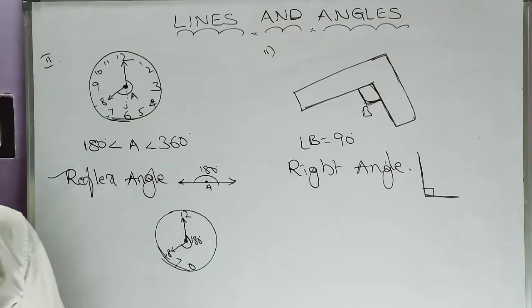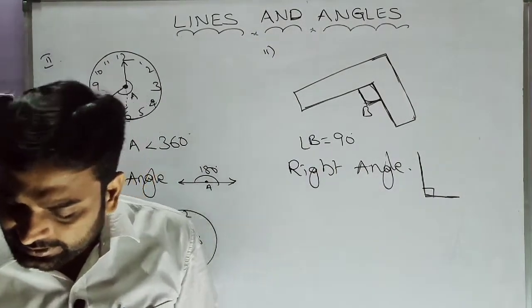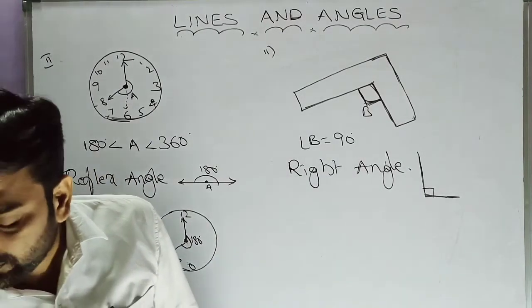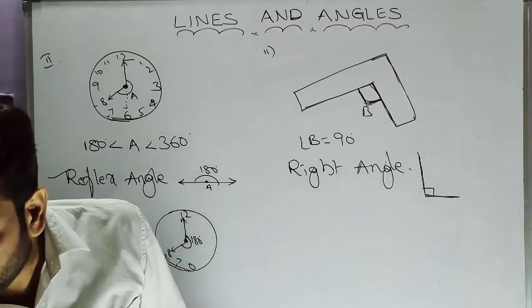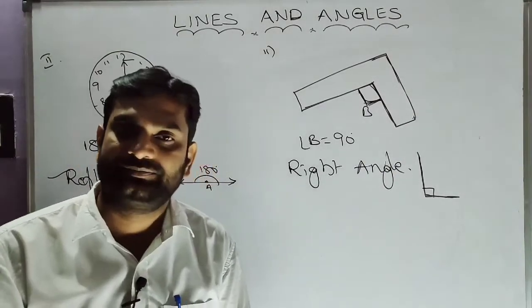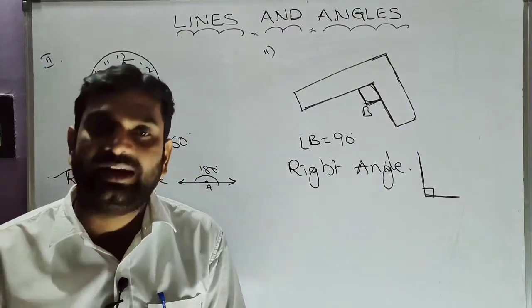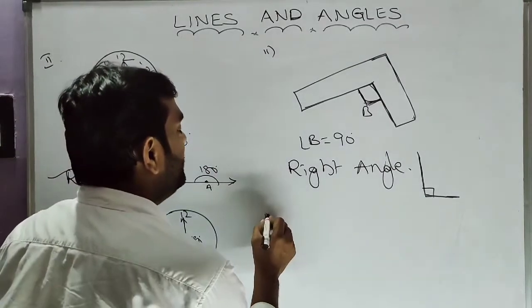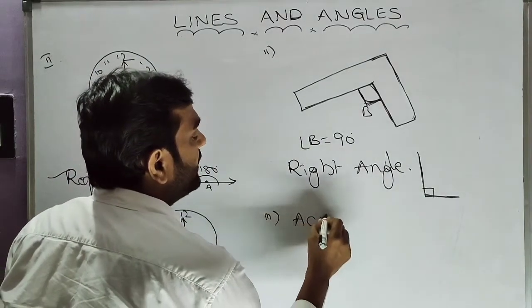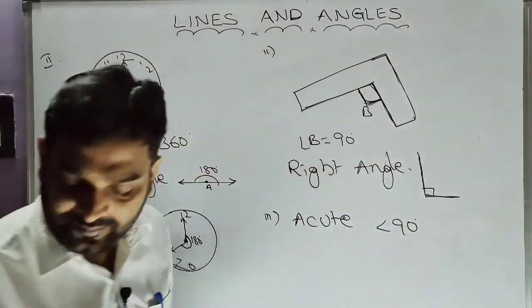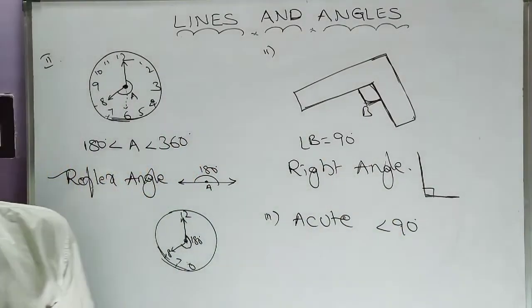And another one is given, a carom board. In the given angles, look at the picture in the textbook, then you will get an acute angle, less than 90 degrees. The angles given are less than 90. Less than 90 is nothing but an acute angle. So the third one is acute. What is acute? Less than 90 degrees.